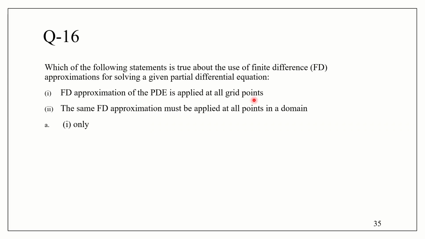Option A, 1 only, is false. Option B, 2 only, is again false. Option C, 1 and 2, is again false. Option D, neither 1 nor 2, is the right answer, because the first statement is false and the second statement is also false. Option D is the right answer. We'll go to question 17.